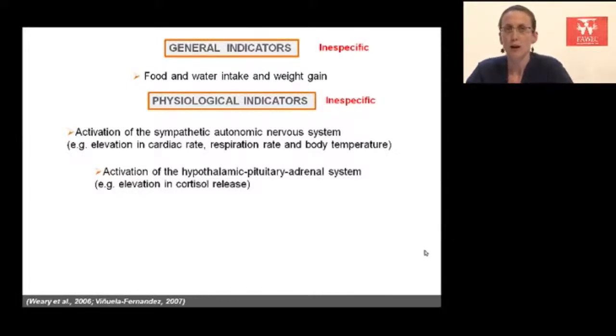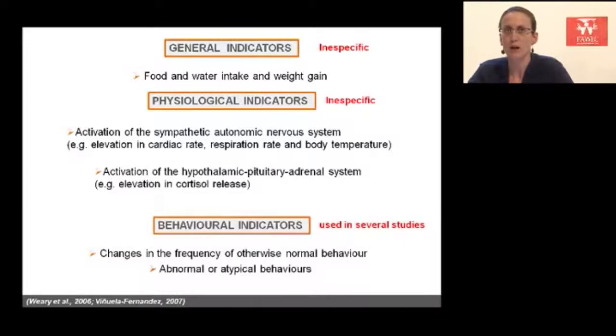And finally, we have the behavioral indicators, which are the most used ones in the different studies of pain. Here, what we have to do is observe a change in the frequency of normal behavior, and also observe the presence of abnormal or atypical behavior.